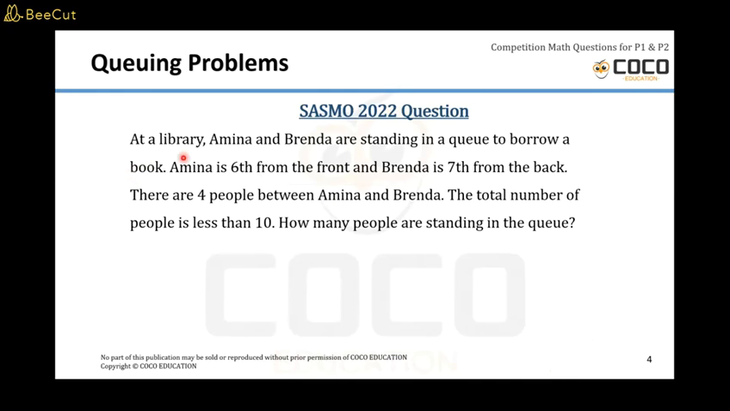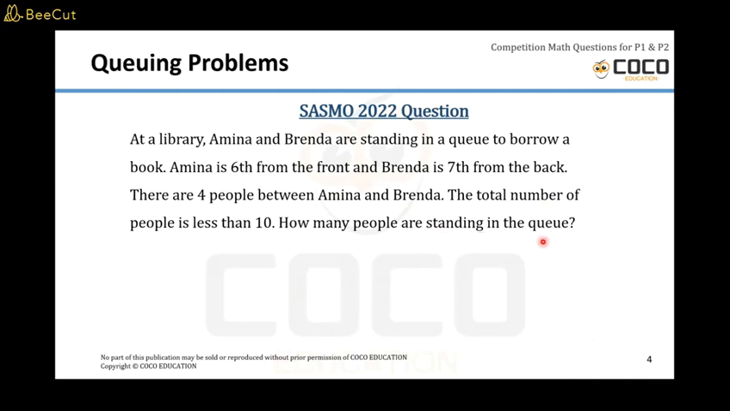Okay, at a library, Amina and Brenda are standing in a queue to borrow a book. And Amina is 6 from the front and Brenda is 7 from the back. There are 4 people between Amina and Brenda. The total number of people is less than 10. How many people are standing in the queue?